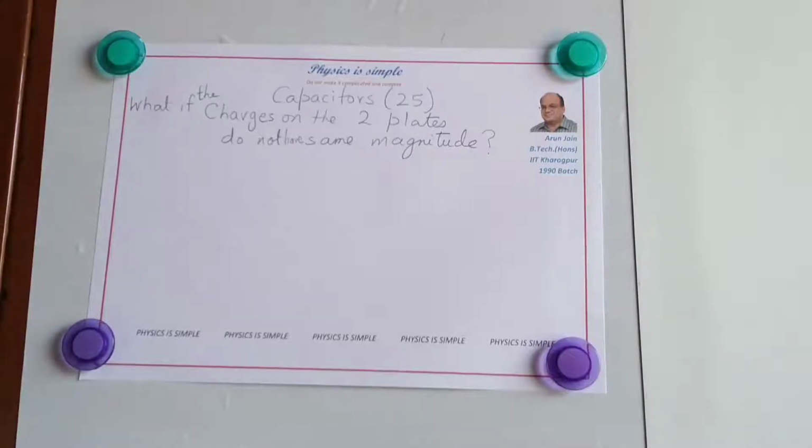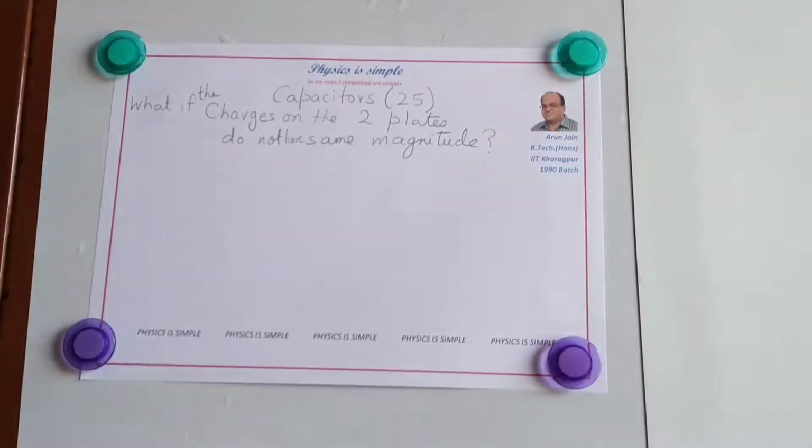Now we'll discuss a situation where the charges on the two plates do not have the same magnitude. Normally in capacitors we say that the two plates have equal and opposite charge.